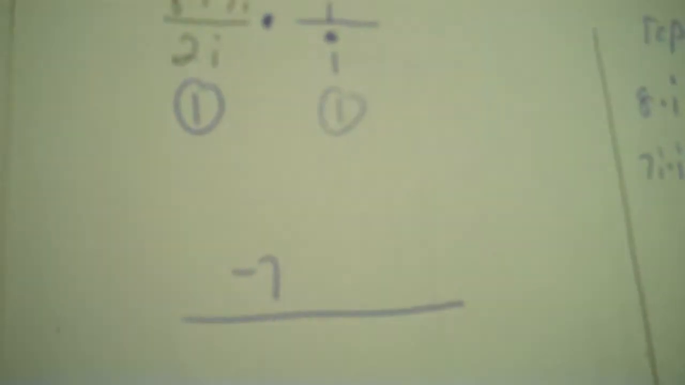So we take 8 times i, and we go to the 7i and take that times i. So it's 8i, that's simplified, but 7i to the second is not. That's 7 times negative 1, negative 7. You're supposed to put your negative 7 first. If you don't, I'm not going to be mad.